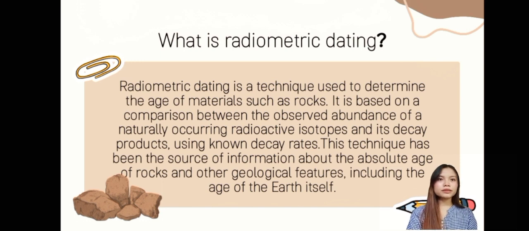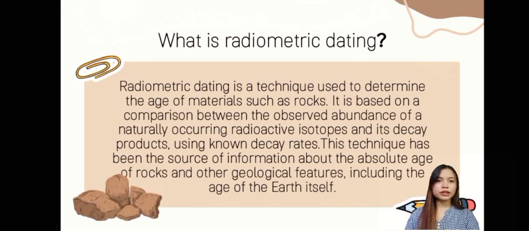So first, what is radiometric dating? Radiometric dating is a technique used to determine the age of materials such as rocks. It is based on the comparison between the observed abundance of a naturally occurring radioactive isotope and its decay products using known decay rates. This technique has been the source of information about the absolute age of rocks and other geological features, including the age of Earth itself.